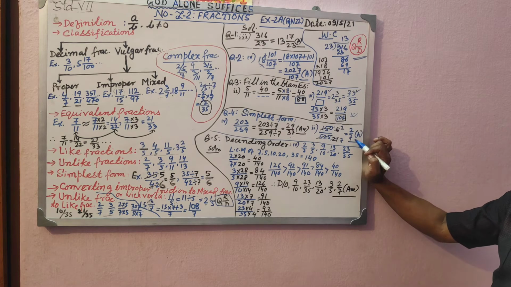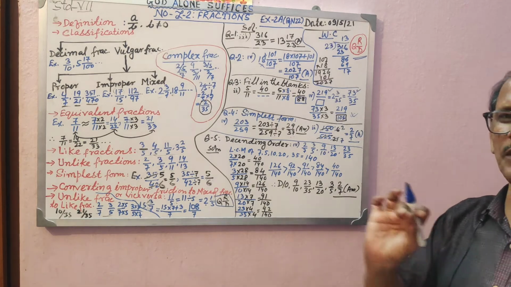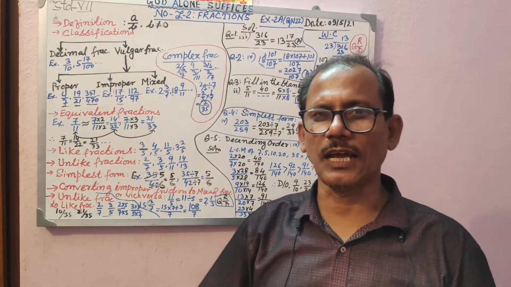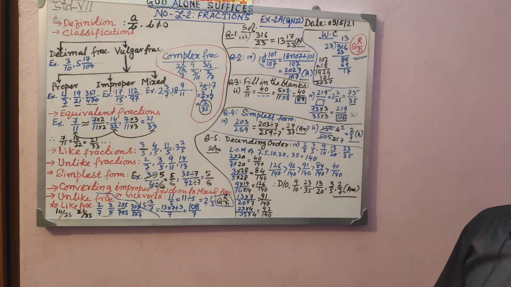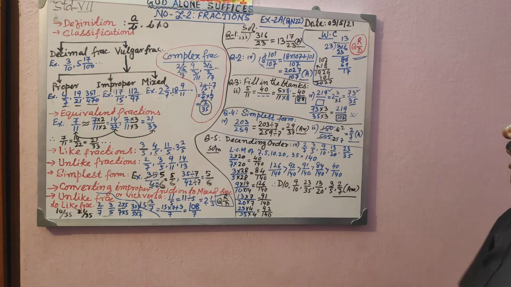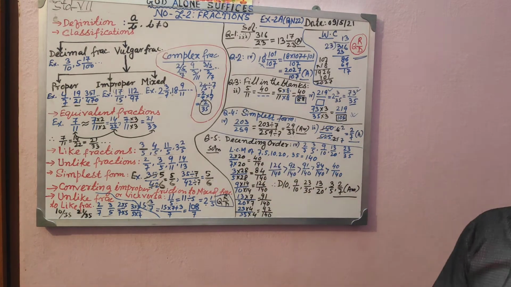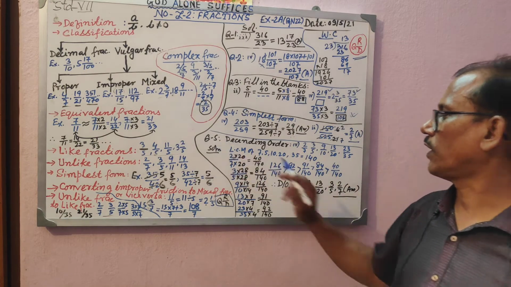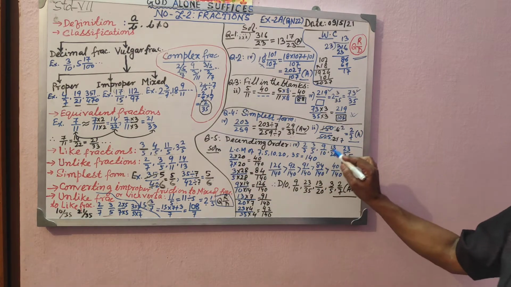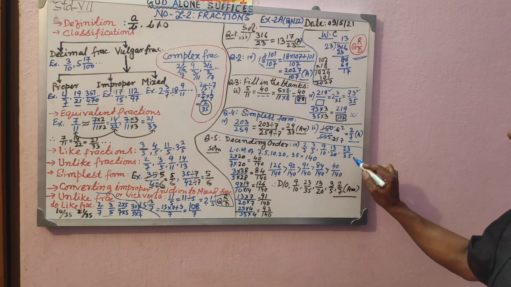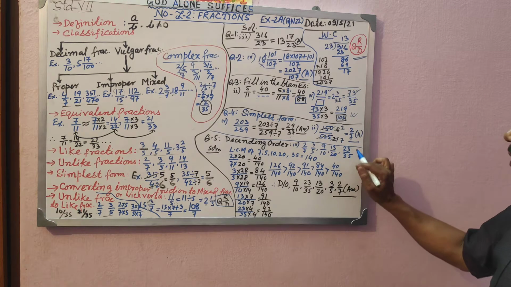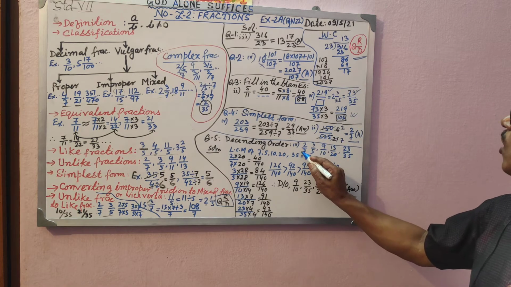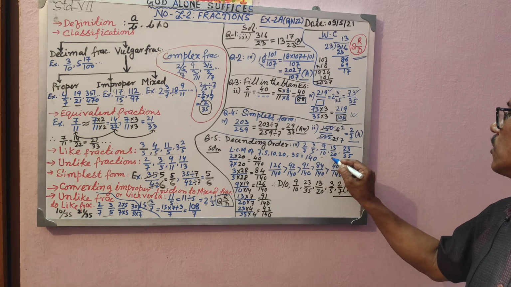Now you cannot go further, because when the numerator and denominator are co-prime, that ensures it is the smallest term. Do you understand me? Now descending order, arranging in order. I have taken one descending order question only, question number 5. The fractions are 2 by 7, 3 by 5, 9 by 10, 13 by 20, 23 by 35. All these fractions are unlike: 7, 5, 10, 20, 35.